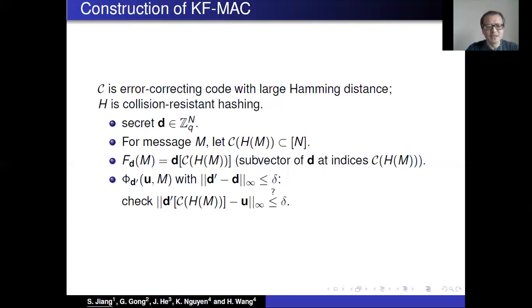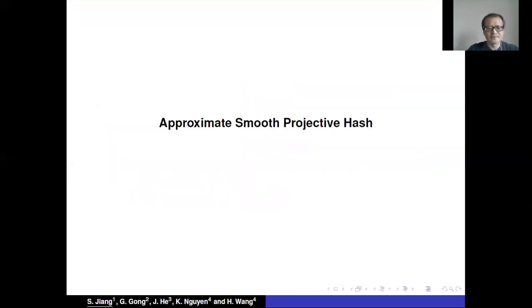The verification with another secret vector D prime that's close to D is simply to recompute the authentication code under the secret key D prime and compare it with the input authentication code U to see whether they are close or not. Then we introduce the approximate smooth projective hash. This is the third primitive that we require for our framework.